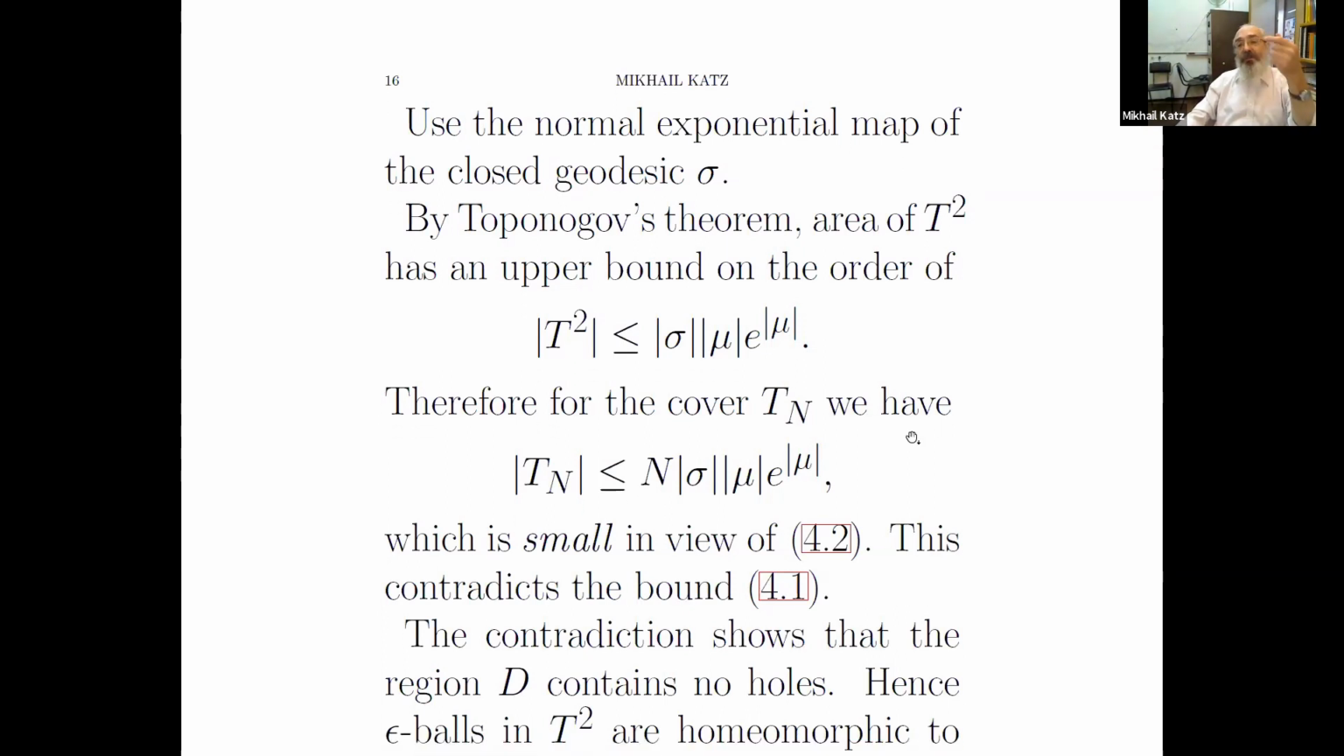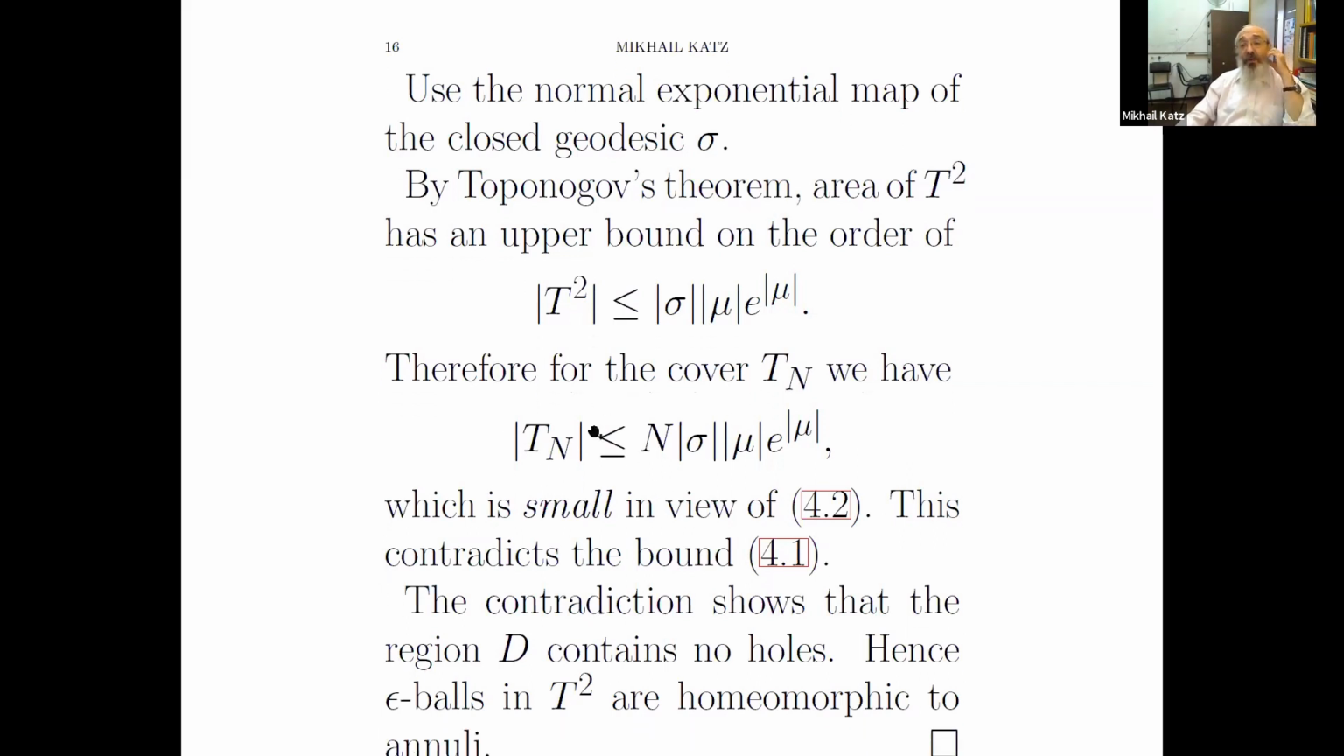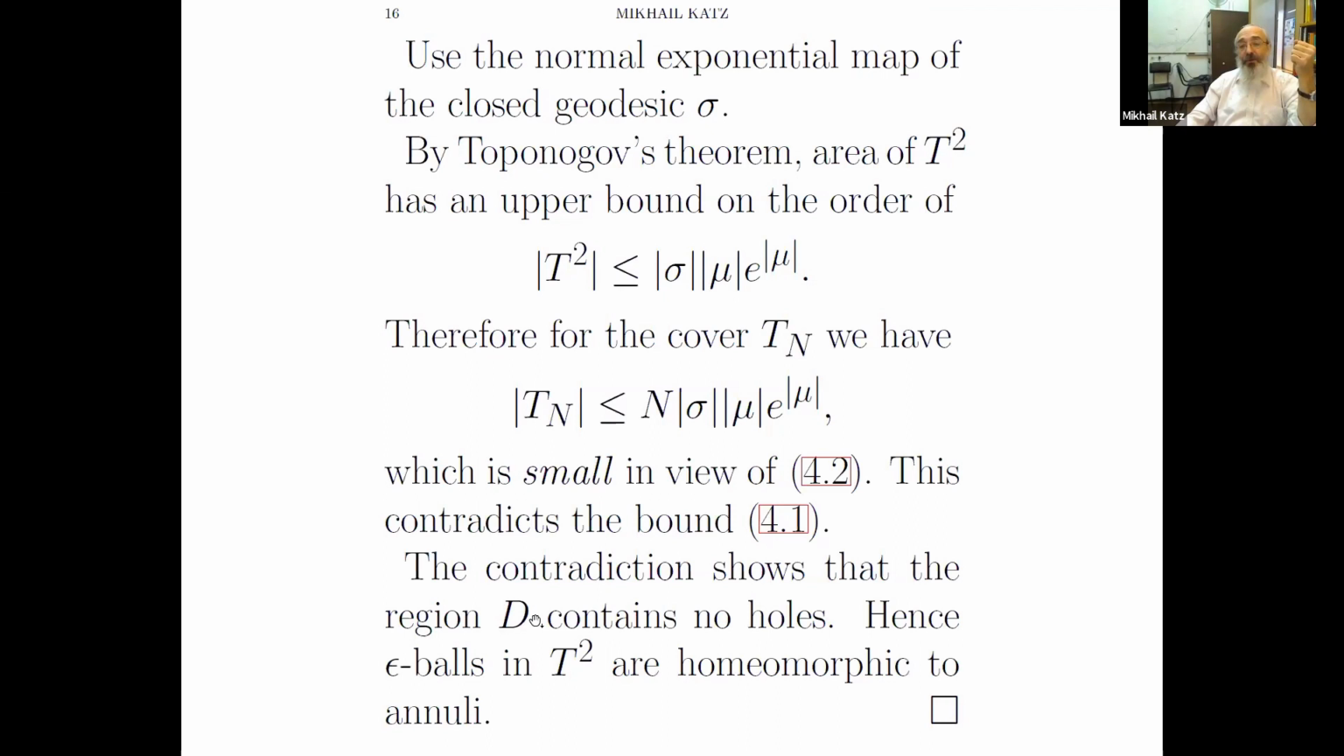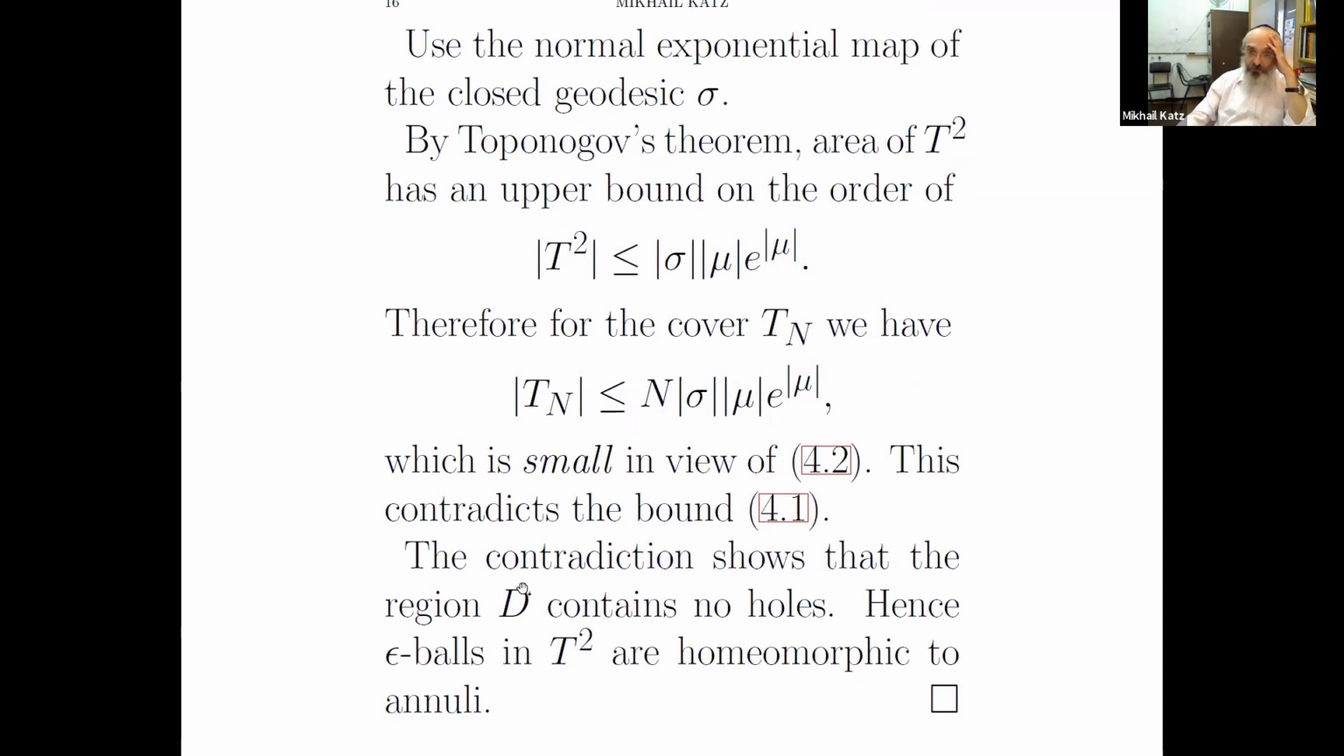And then we go to the cover T, and we get this lower bound times n. And remember, sigma itself is tiny, and n times sigma is small. So we see that the area of the torus is small, and therefore the area of the region D is also small.